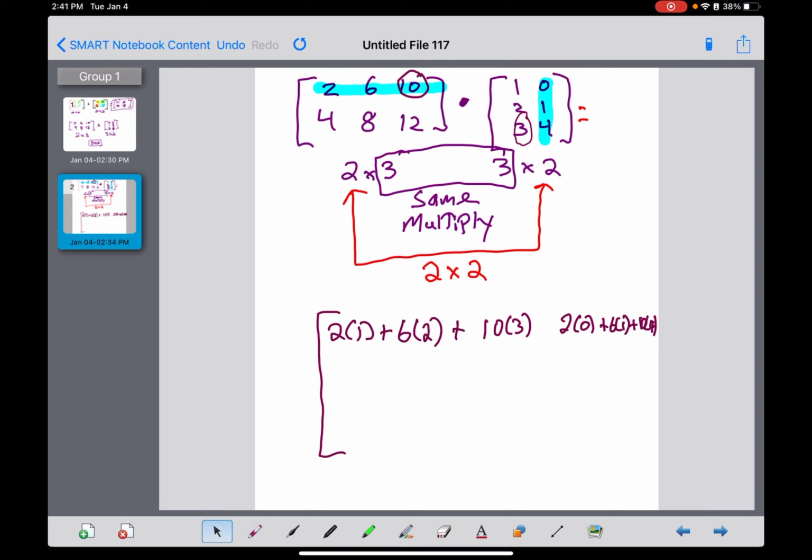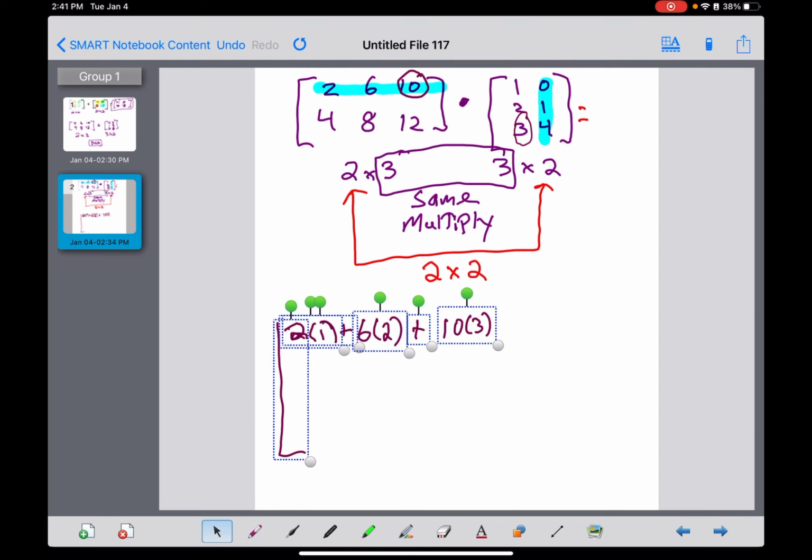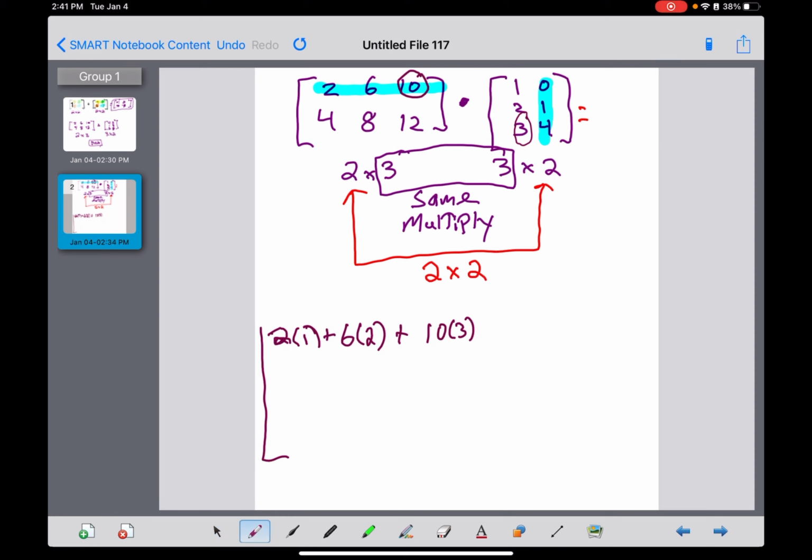Let's see if I can write that a little bit better. See if I can move all this. Oh, that's not what I wanted to do. This was 2 times 1. There. So we said this was 2 times 0 plus 6 times 1 plus 10 times 4. Okay. Everybody kind of see how I got them?